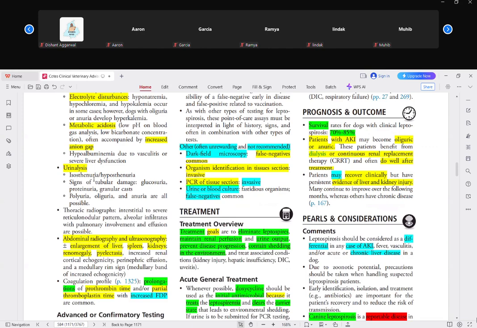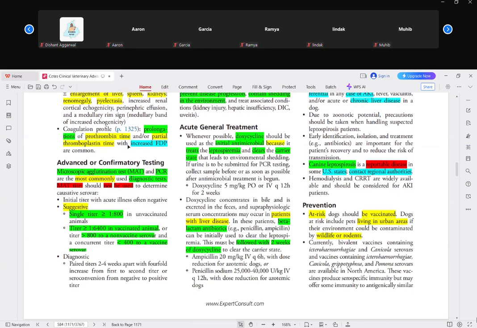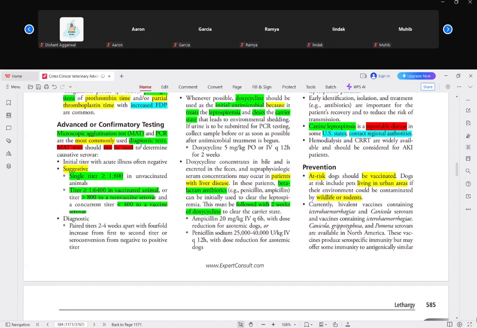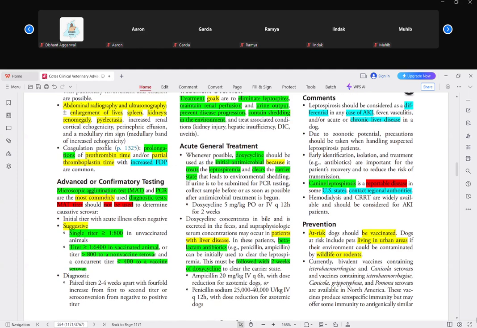If the animal is having AKI, you need to do abdominal radiography and ultrasound to check different kinds of organ enlargement, organomegaly. You need to do the coagulation profile to check PT and APTT. These things you could find with DIC in these animals: increased FDPs, increased D-dimer, prolonged APTT and PT. Okay.